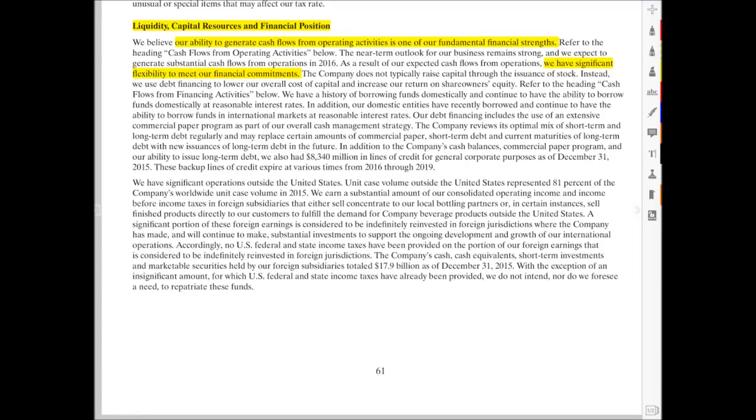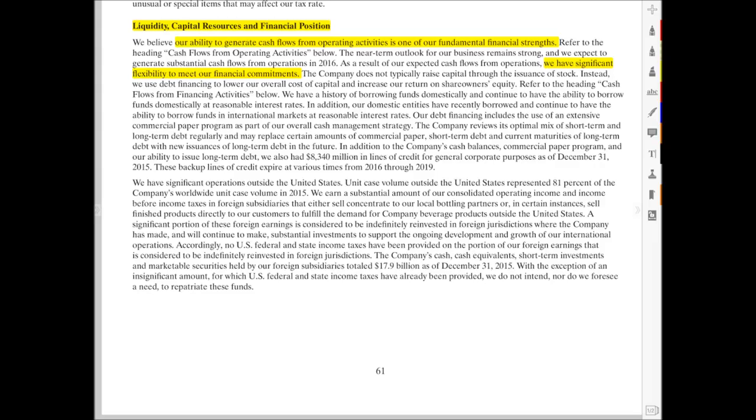Jumping forward to page 61, you'll typically see a page like this on almost any annual report. It says liquidity, capital resources, and financial position. Basically, this is the company giving you their opinion on this. Now, Coca-Cola, a $17 billion company, a decent amount of cash, $7 billion in net income. They're doing just fine. In fact, their first sentence says they believe that's one of their fundamental strengths, and I likely agree with them. It's hard for competitors to compete with them when you have $7 billion in net income and all these distribution channels.